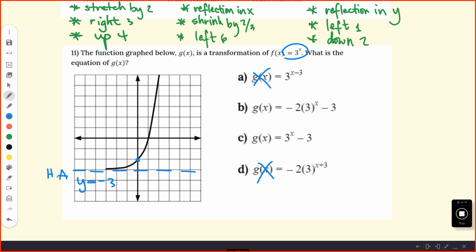So that's how we tell if it shifted, by saying how far away it is from the horizontal asymptote. If it's just 1 unit away, then it's just a normal graph. There is no stretch nor shrink, so it's just letter C. Again, the base is 3, so that's why it's 3 to the x. It's 1 unit away.